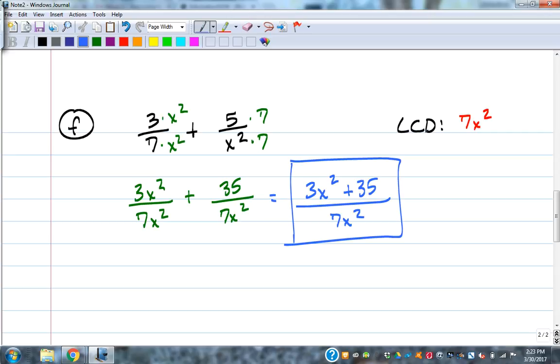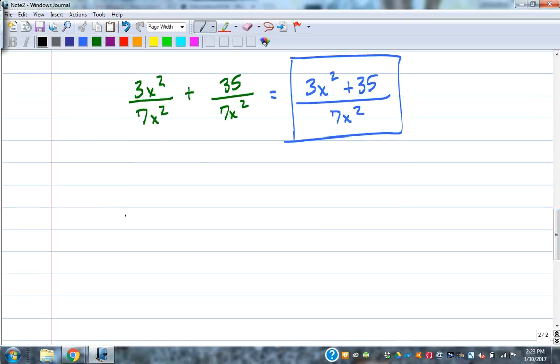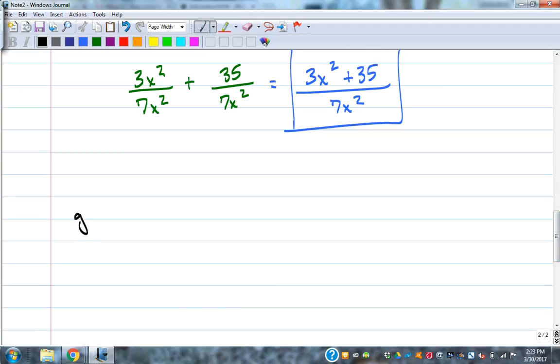Once we get to the part where we're actually having to find the common denominator, the odds of them simplifying goes down quite a bit. There's not as likely to be simplifying problems. Let's look at this one. Let's say we had, what letter are we on? G. 8 over x parentheses x plus 2 plus 9 over x. And we want to find the least common denominator.